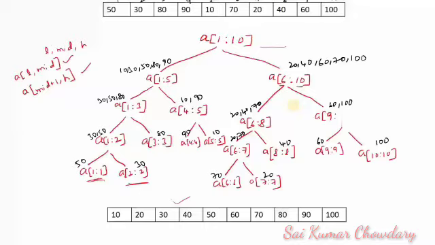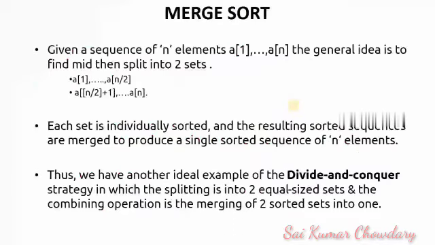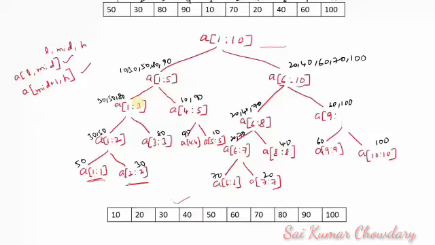So now we'll go with the algorithm, how it will sort, how it will divide, everything we'll see now. Given a sequence of n elements, f1 to n, the general idea is to find the mid value. We are finding the mid value and splitting into two sets. You can see two sets. One set is f1 to n by 2 and the other set is n by 2 plus 1, that is mid plus 1. N by 2 means mid only, so mid plus 1 up to n. So like this, each time you are dividing it into two parts.